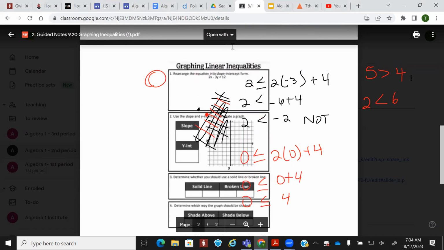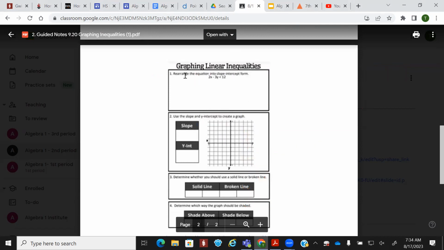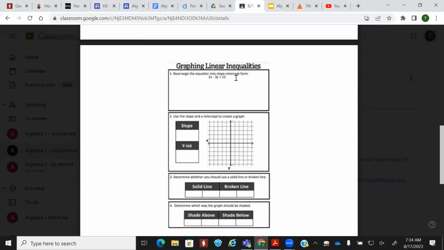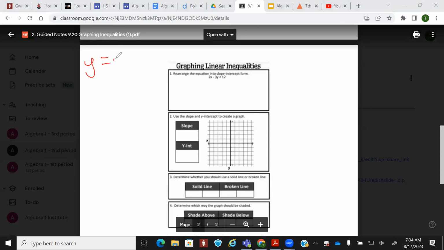Now, sometimes we have this craziness where they want us to rearrange the equation into slope-intercept form. Remember, slope-intercept form we talked about last week, where we have y equals mx plus b. So we're going to try to get y by itself. Our inequality right now is 2x minus 3y is less than 12. We want to isolate y on its own, so we want to move this 2x to the other side. How do we move the 2x to the other side? We subtract 2x.